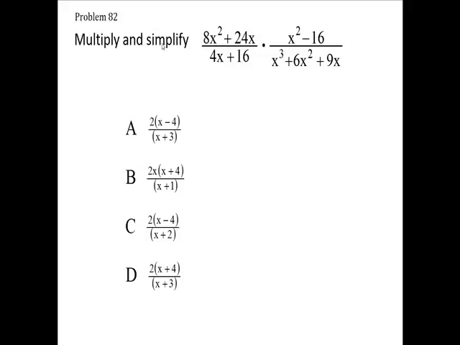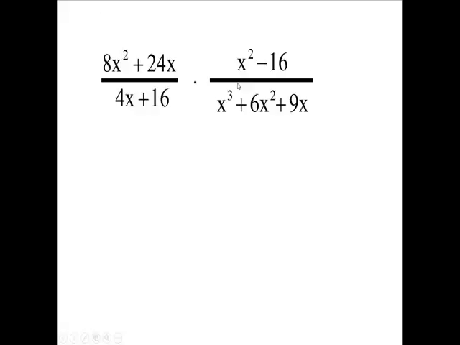Multiply and simplify. I have (8x squared plus 24x) over (4x plus 16). This is one fraction times another fraction, (x squared minus 16) over (x cubed plus 6x squared plus 9x). Then I have four different choices for my answers here. Okay, so here's my problem.